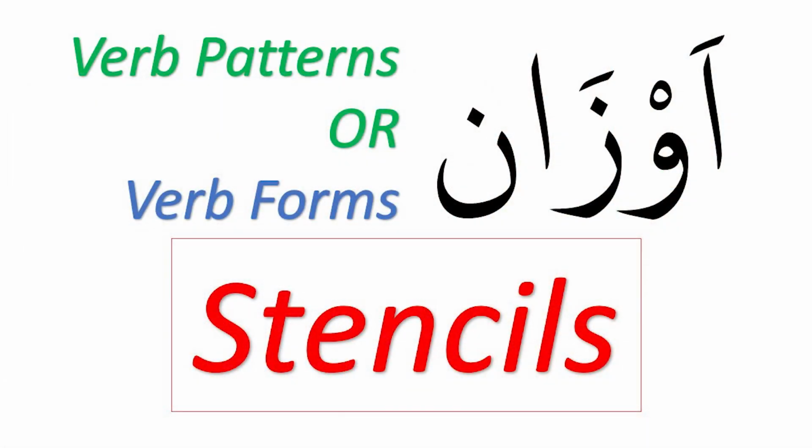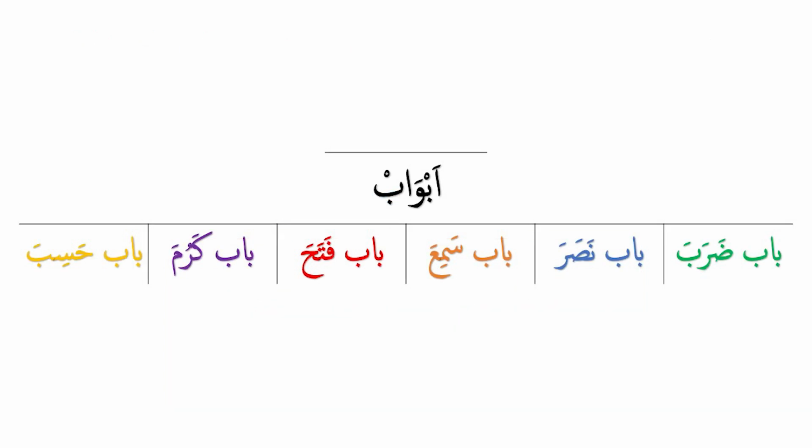Today we are going to talk about the awzan. You can call them verb patterns or verb forms and consider them as stencils. So you are now acquainted with six different forms of verbs, right? If you remember correctly, I told you that all these belong to the form 1.